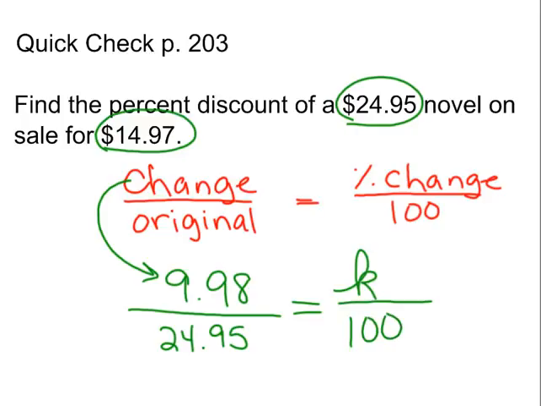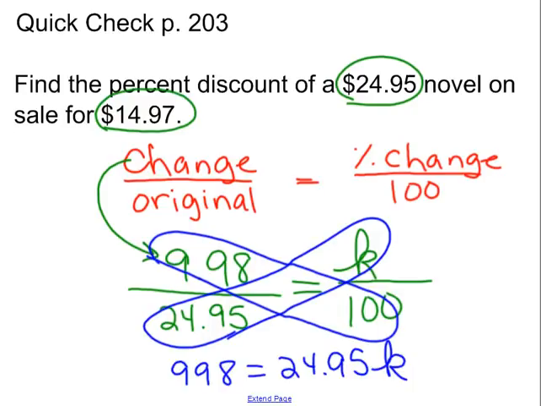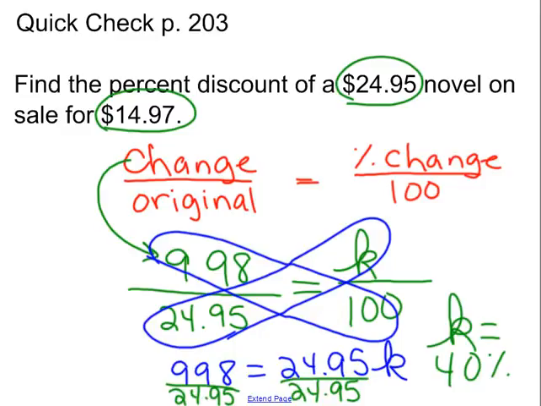What do you do next? Who can tell me? Can I hear you through the video? What is it? We should cross multiply and then solve for K. When we do that, we get 9.98 equals 24.95K. Now we have to get K by itself. When we do that, we find that K equals 40%.